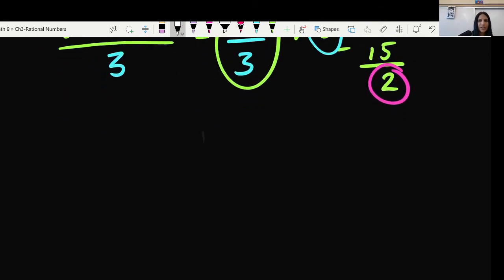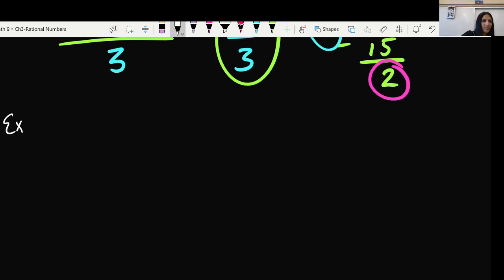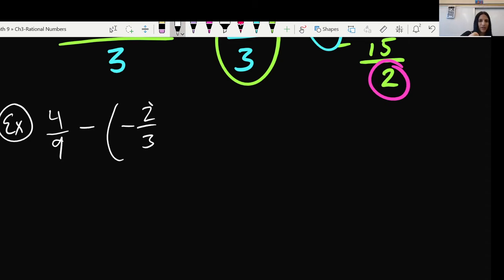And let's go through just another couple of examples that are similar to this. Let's say we have 4 over 9 minus negative 2 over 3. And I want you to add these together or subtract, however you want to look at this. But this is a little bit different than what we just finished doing because I don't have the same denominator this time. And that's okay because we can get the same denominator.